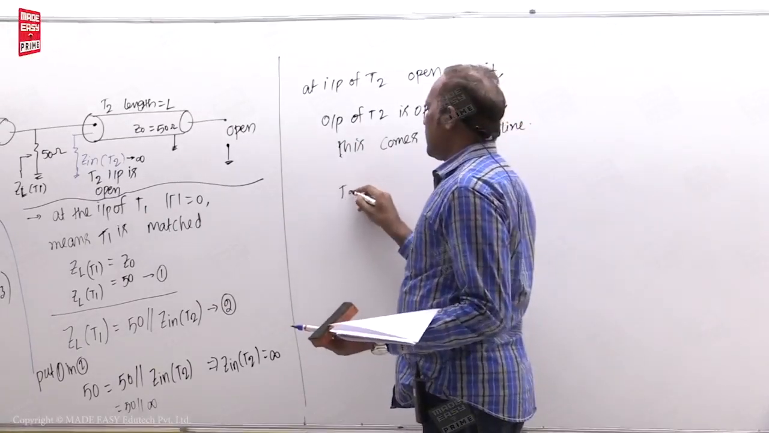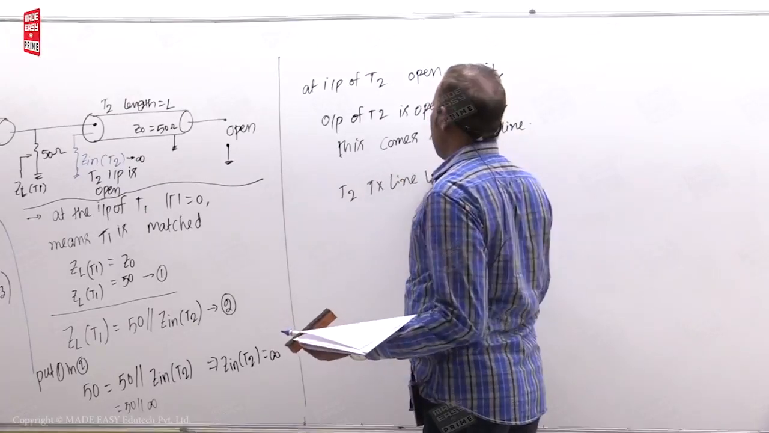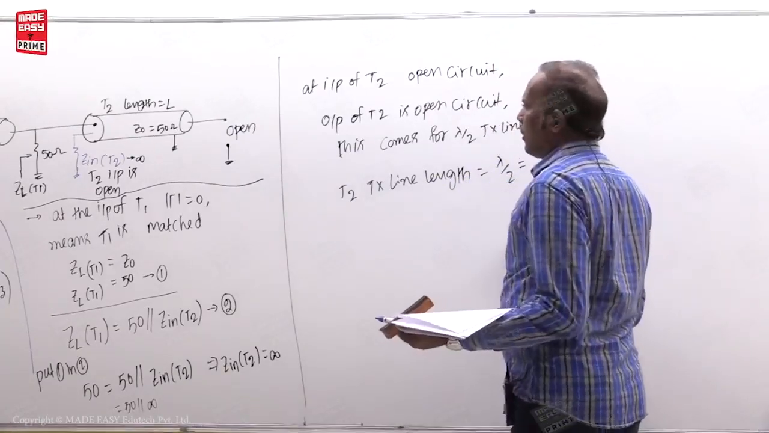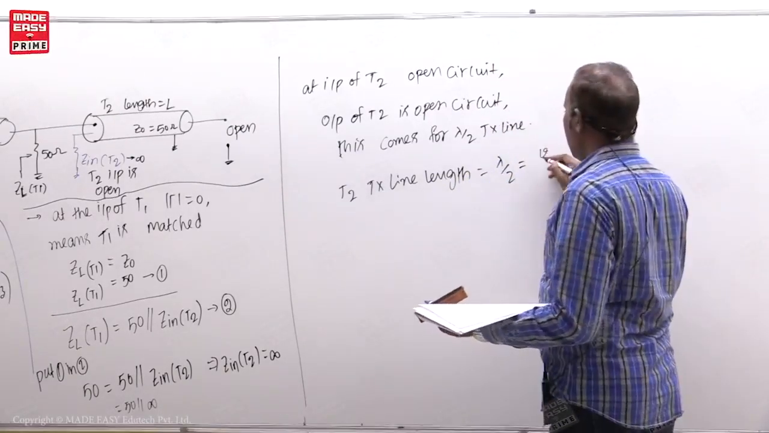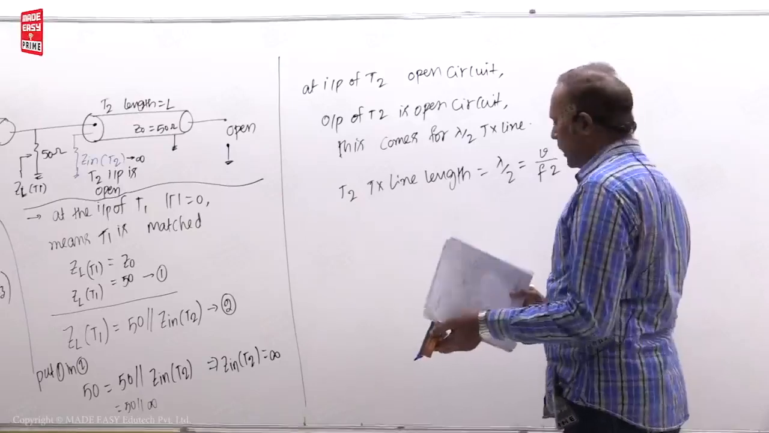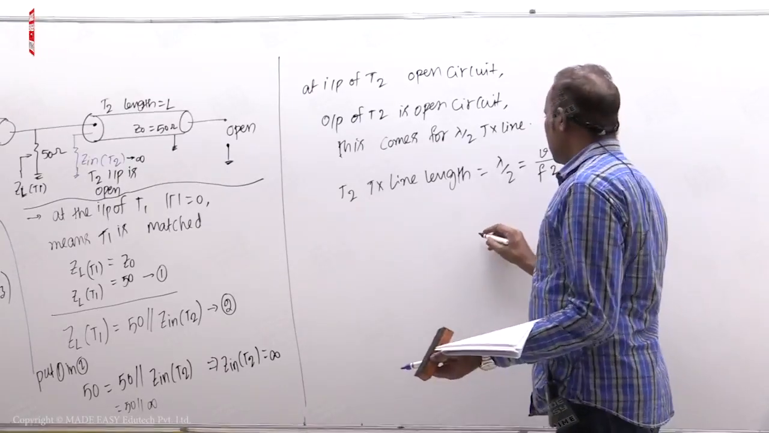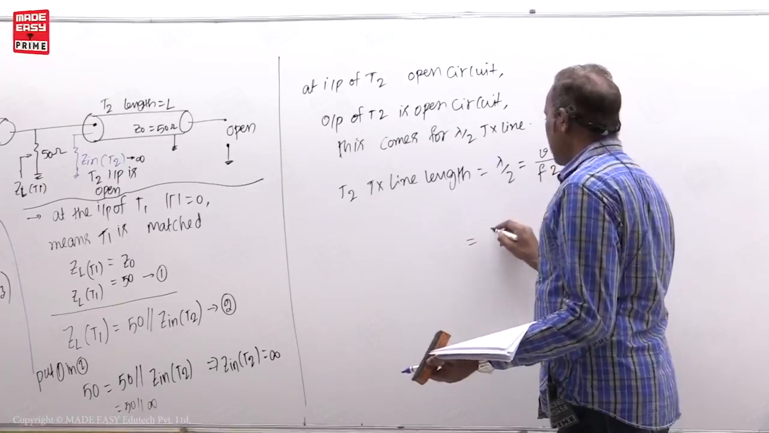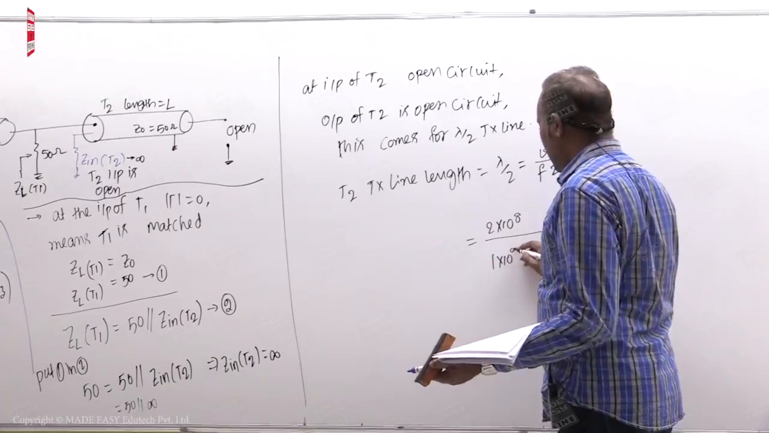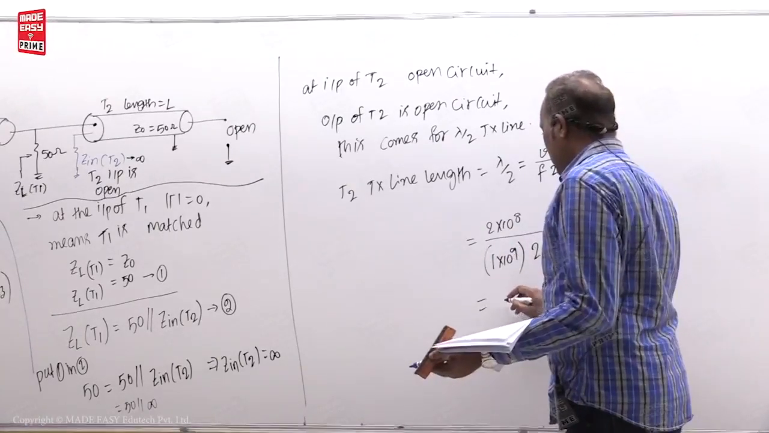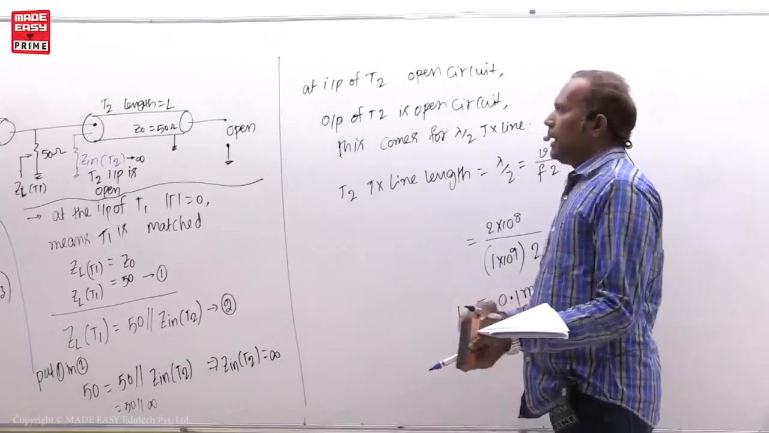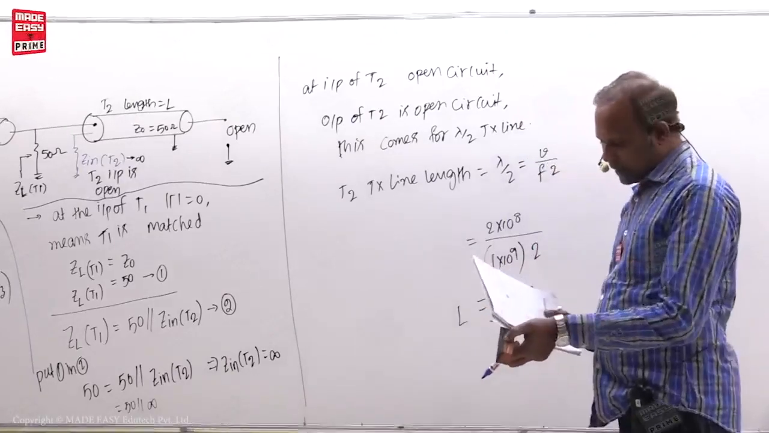That means T2 transmission line length is equal to lambda by 2, that is lambda by 2 is V by F into 2. So he might have given that velocity is 2 into 10 power 8 in the question. So velocity 2 into 10 to the power 8 divided by frequency, which we have taken as 1 gigahertz, 10 power 9, and this is 2, and this is 0.1 meter you get. So this is the answer. L, the length of the second line, is equal to 0.1 meter.